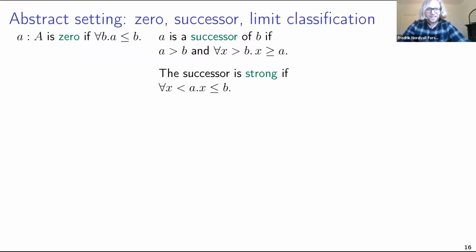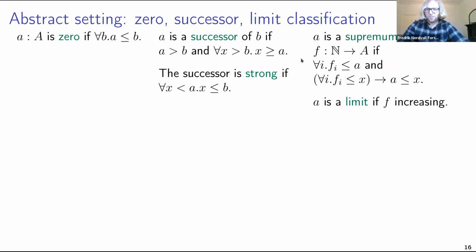And similarly, we can say that A is the successor of B if it is greater than B and it is the least element which is greater than B. Right? So it's the least upper bound of B. And we say it's a strong successor if B is the predecessor of A. So conversely, which does not follow from this.